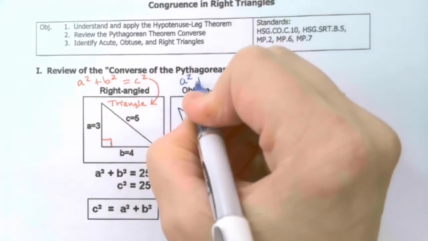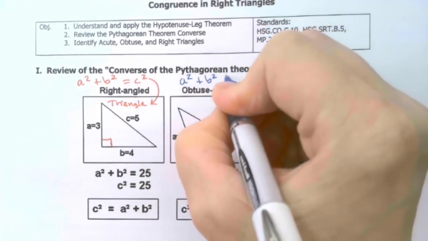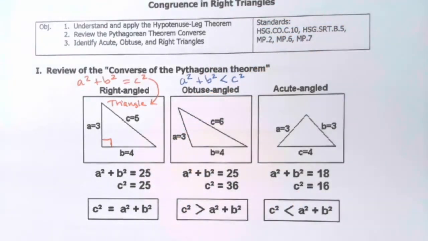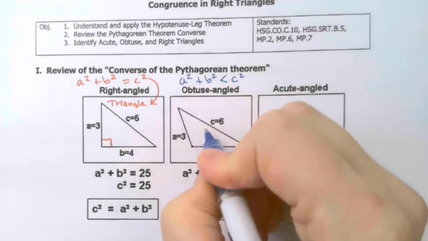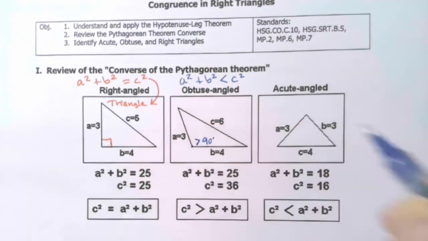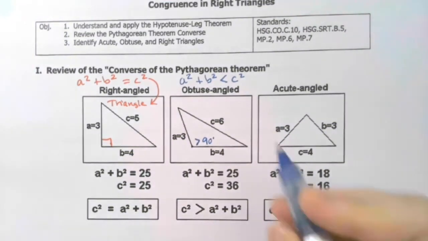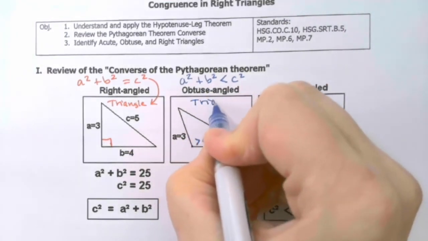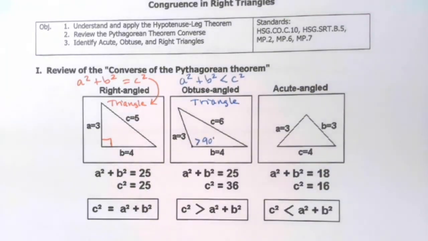If a squared plus b squared is smaller than c squared, it means c must be gigantic. This obtuse angle here has to be greater than 90 degrees, so you're going to have an obtuse angled triangle. So if c is really big, that tells you you've got an obtuse.